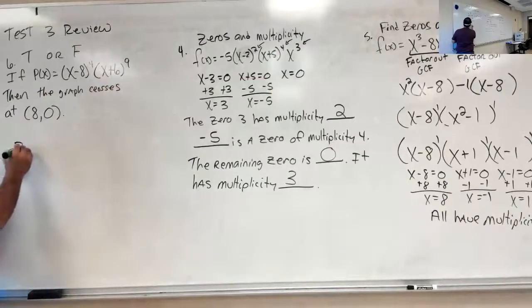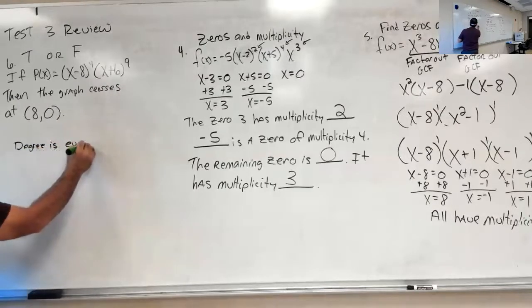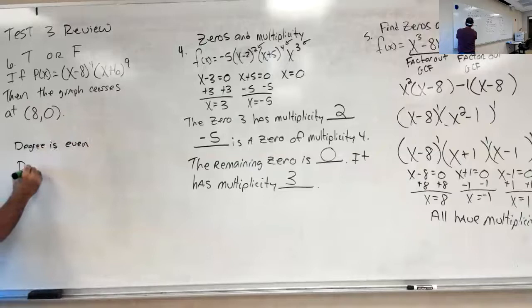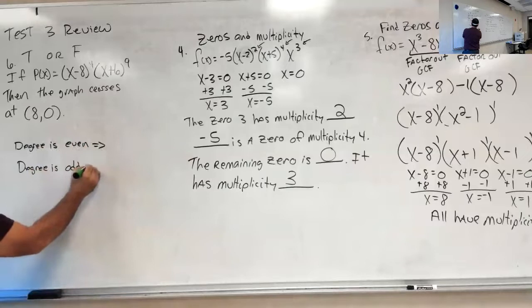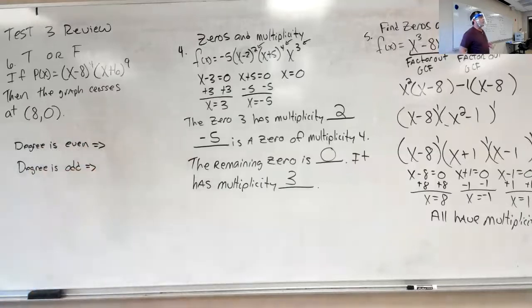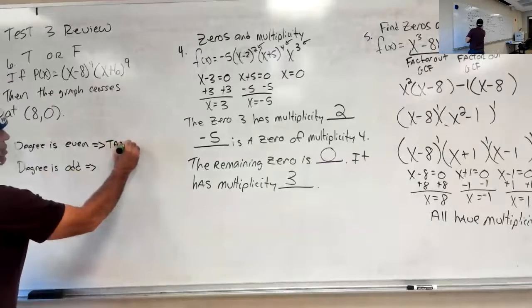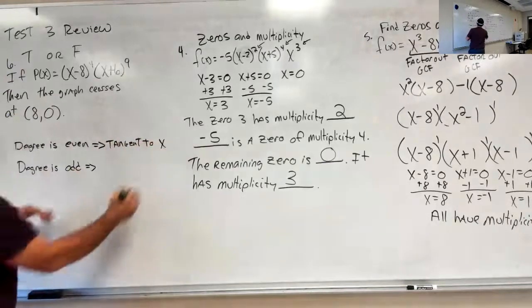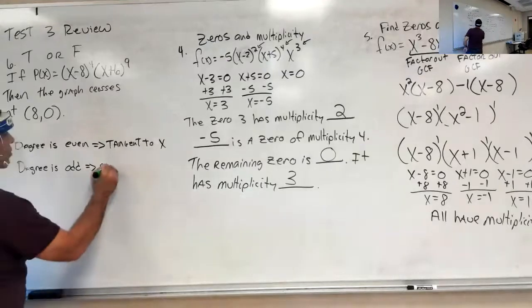If the degree is even, and then you got a choice where the degree is odd. If the degree is even, that graph is going to come down, touch the x-axis, and then shoot back up. It's going to be tangent to the x-axis. So if it's even, it's tangent to the x. But if it's odd, it's going to shoot right on through there. So odds will cross the x-axis.